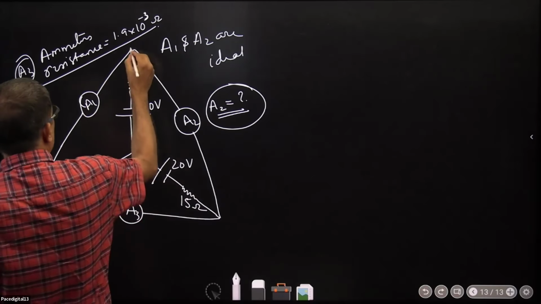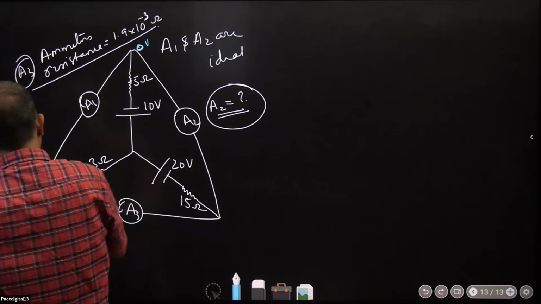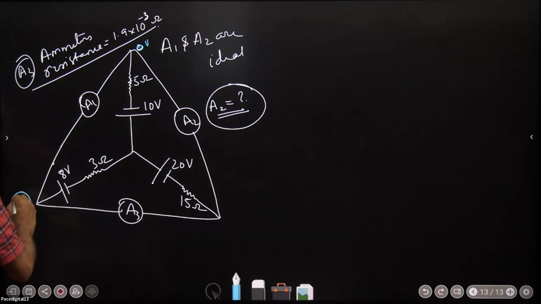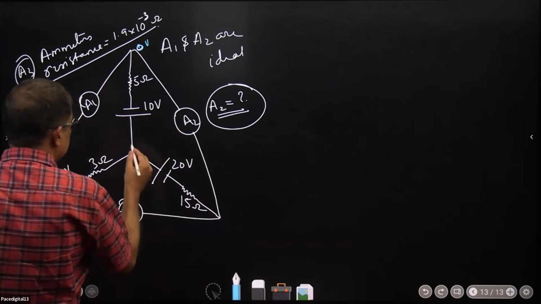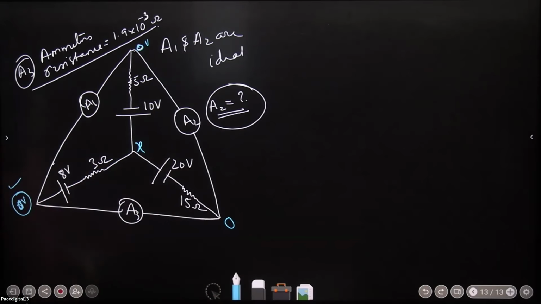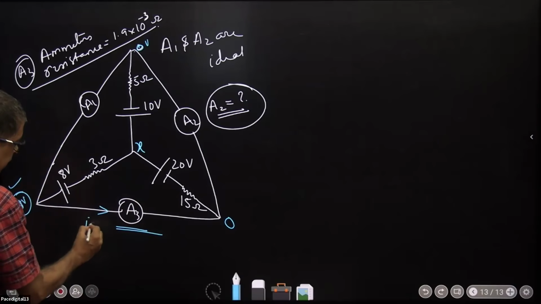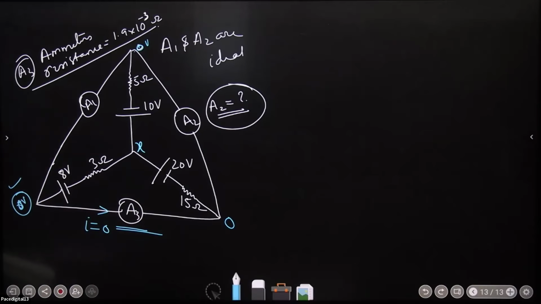We'll start with 0 volt here. Let's change the color. What will this be? 0 volt. Why will this be 0 volt? Ammeter is ideal, resistance is 0. I'll take this as X. If this is 0, this will be 0 volt. So despite the fact that E3 has got resistance, the current in it will be 0. That's the first hint.